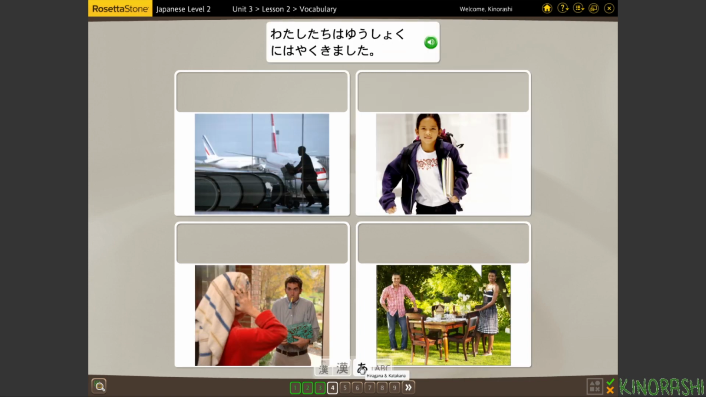私たちは夕食に早く来ました。And notice this is the kanji used in early. Hayaku.